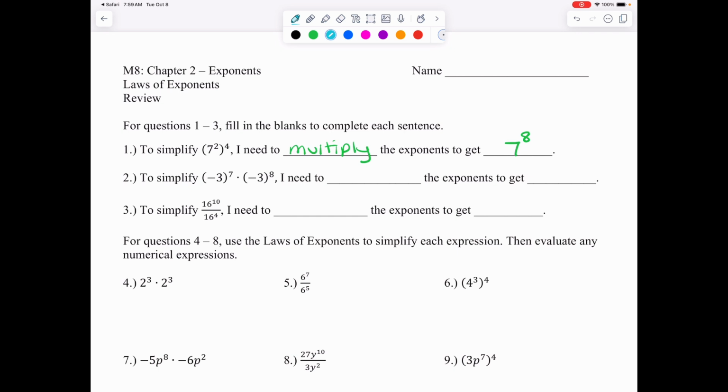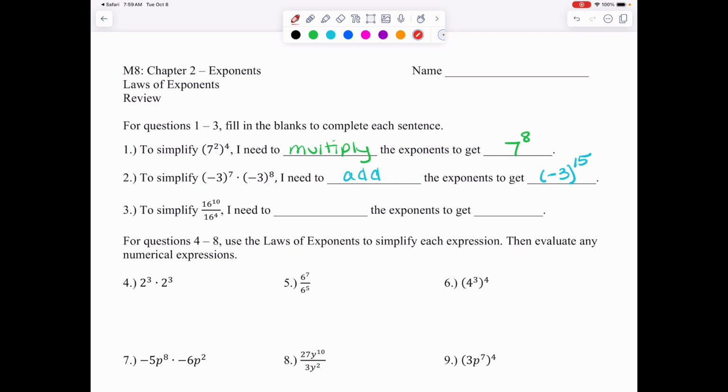To simplify in number 2, negative 3 to the 7th times negative 3 to the 8th, looking at that, that's a multiplication problem. When we're multiplying, we are supposed to add the exponents and keep that base to get negative 3 to the 7 plus 8, which is 15. Notice when I use this rule, because the base was negative 3, anytime you have a negative or fractional base, you need to make sure that base stays in parentheses.